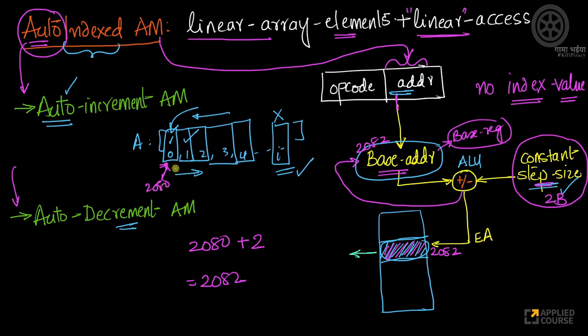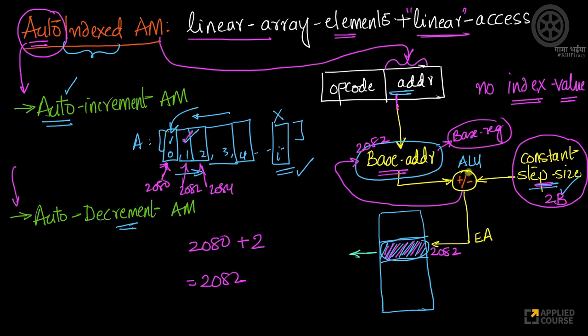So first time what happens? I will go and access this 2082. Now I need to store this 2082 in the base address because the next time I auto increment, I need to get 2084. If I don't update this base address to 2082, if I just leave it at 2080, next time I'll again access the first element only.